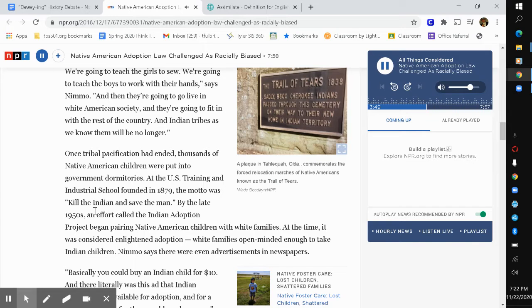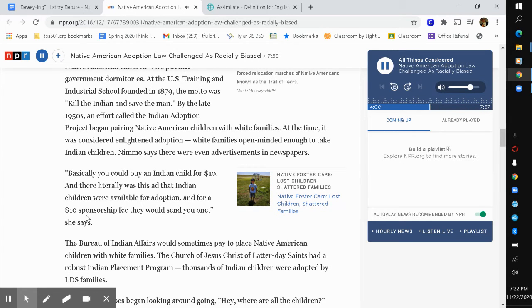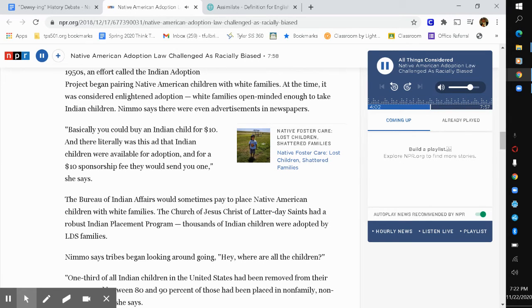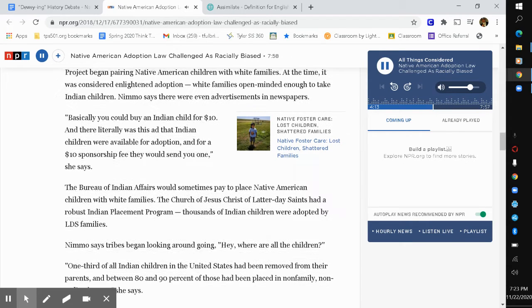Basically, you could buy an Indian child for $10. There literally was this ad that Indian children were available for adoption, and for a $10 sponsorship fee, they would send you one. The Bureau of Indian Affairs would sometimes pay to place Native American children with white families. The Church of Jesus Christ of Latter-day Saints had a robust Indian placement program. Thousands were adopted by LDS families.